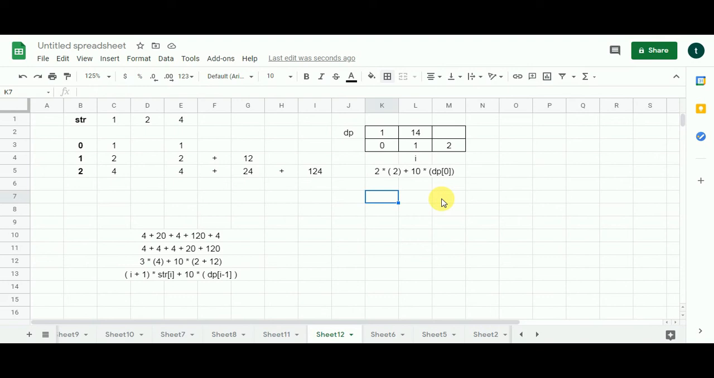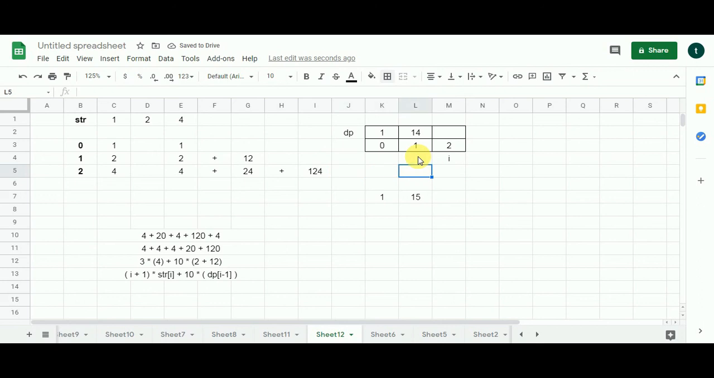Now I will be having a running total. The running total is going to represent the sum of all the substrings. So at index 0 it was 1. At index 1 it becomes 15, because 1 plus 14. Now our i shifts one cell to the right, so i becomes 2. Now we are going to recalculate this formula for i equal to 2.